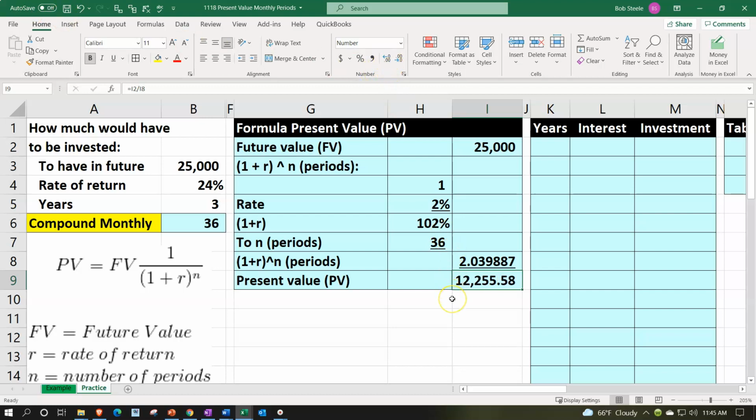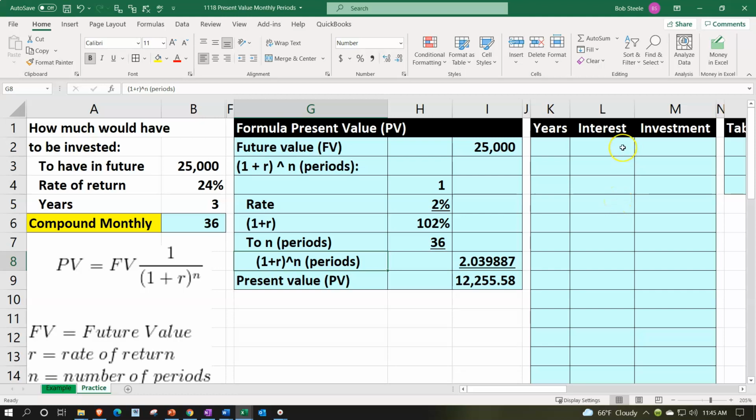So we got that same 12,255.58 again that we'd have to put down up front, compounding monthly for 3 years or 36 monthly periods at 24%, the yearly rate, which would be a 2% monthly rate, to get to the 25,000 after that time period. Okay, so let's go ahead and indent this. Selecting these items, Home tab, alignment, indent. Let's indent this one again. Alignment, indent.